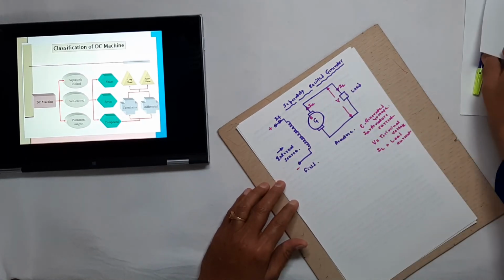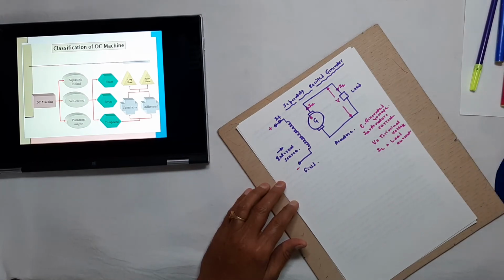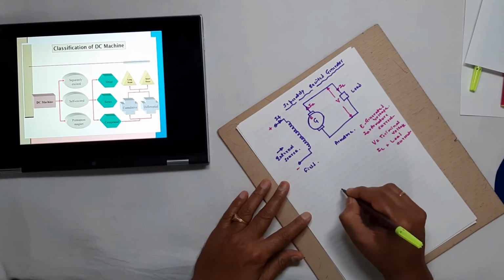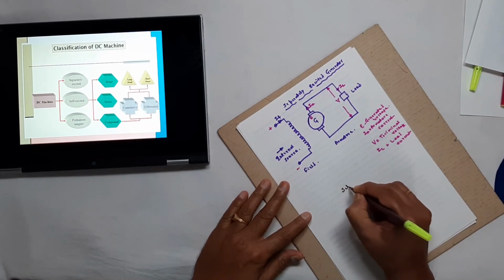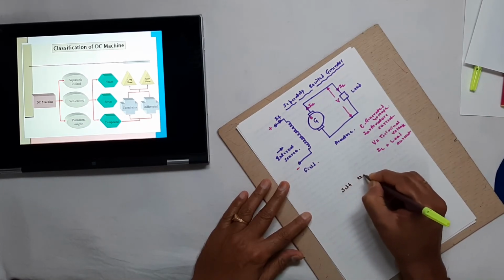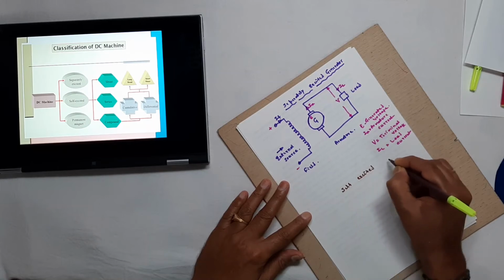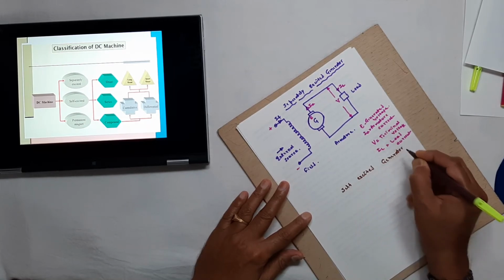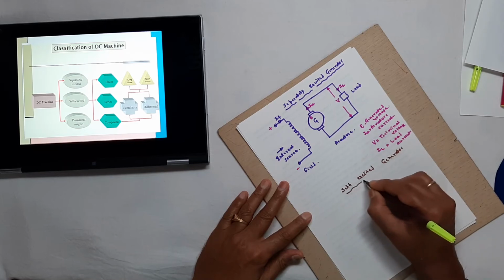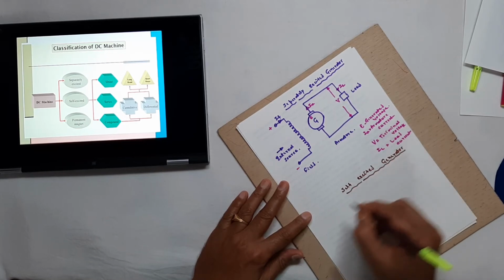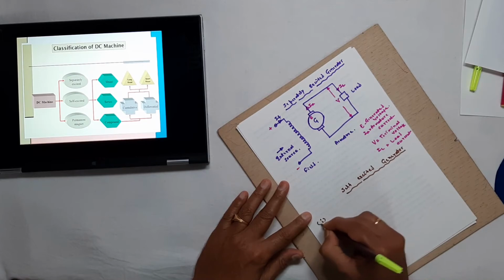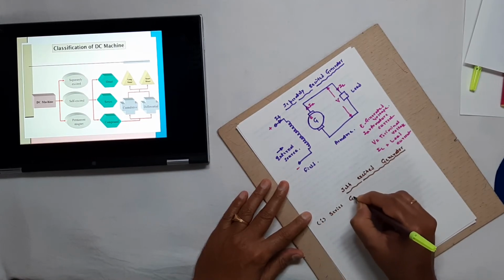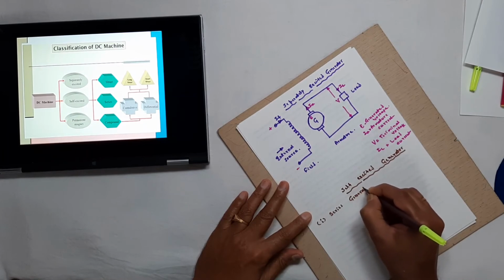Then under self-excited generators, we have the self-excited type. Now we'll study the self-excited generator. Under self-excited, the first type is the series generator.